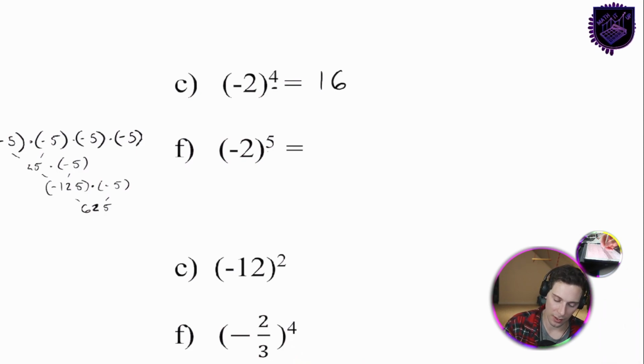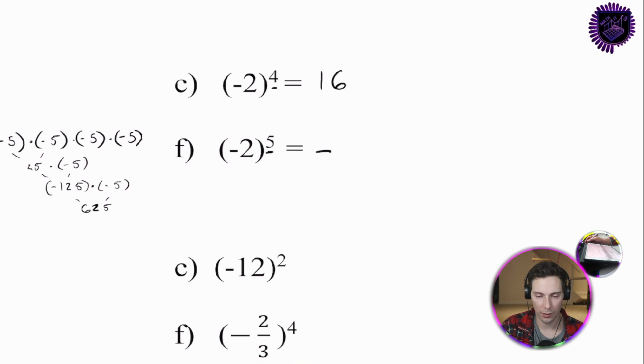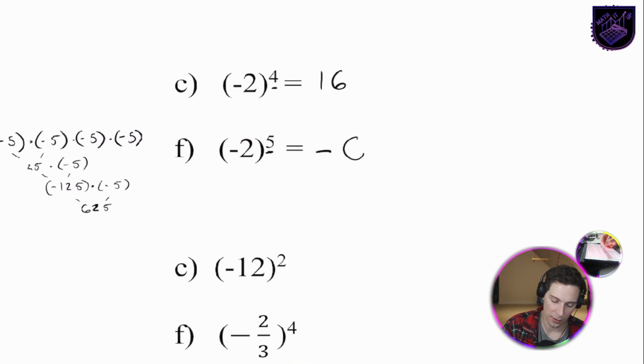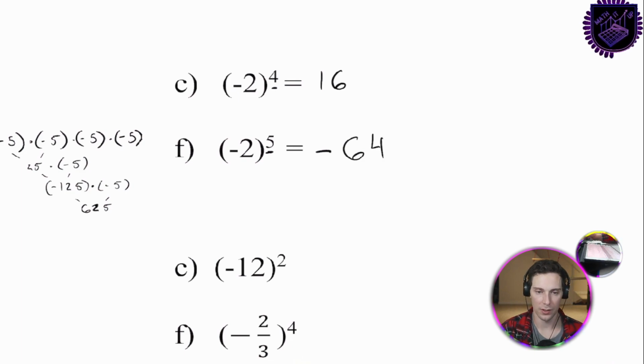Negative 2, it's an odd exponent, so we're going to have a negative answer. So we'll put our negative sign. 2 times 2 is 4, 8, 16, 32, 64. Negative 64. I've just doubled it 5 times.